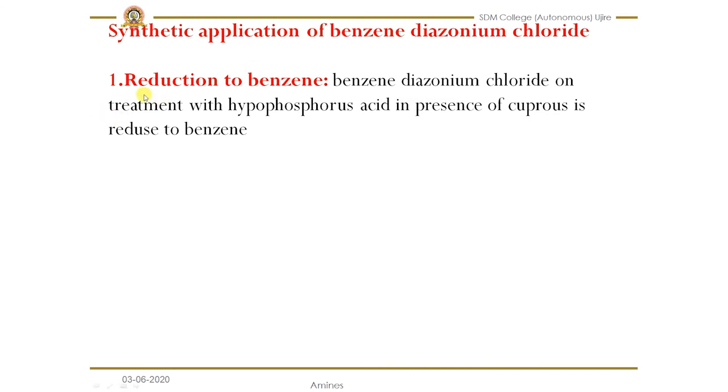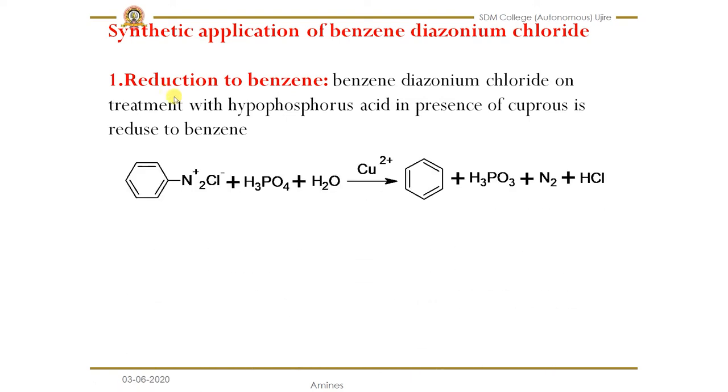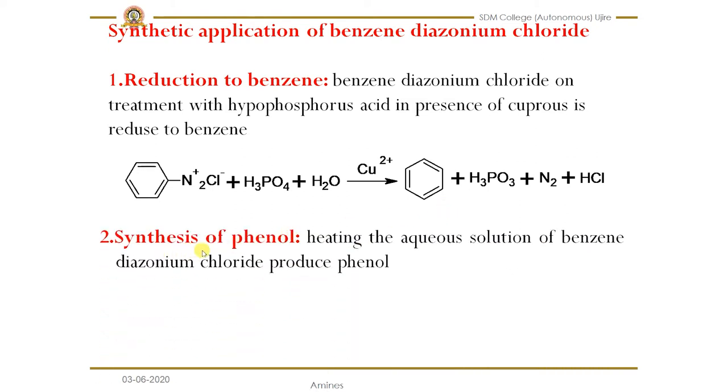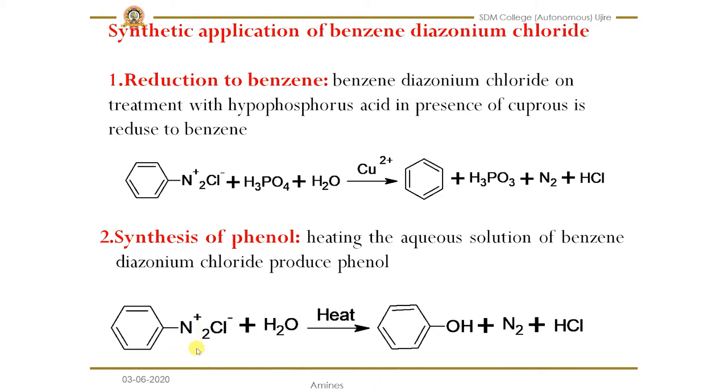From the diazonium chloride, we can synthesize benzene. When you treat this diazonium chloride with hypophosphorus acid in presence of water and cuprous, a reduction reaction takes place, and as a result we get benzene. Similarly, it can also be used for the synthesis of phenol, a reaction we already saw. When you treat this diazonium chloride at higher temperature in presence of water, it is converted into phenol by the elimination of nitrogen gas.